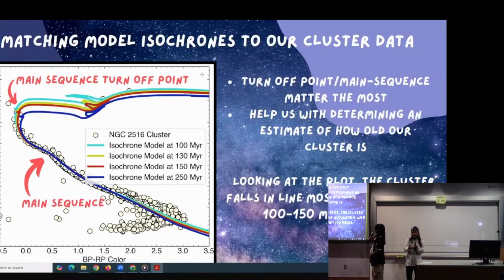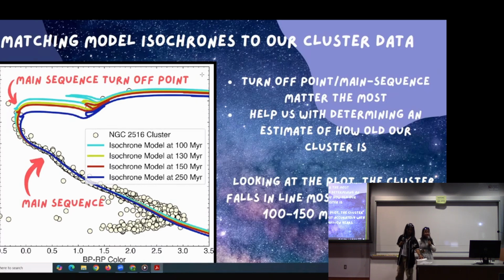Now that you know what isochrones are, it's time to apply it to our data. This graph right here is the graph that we have now after applying isochrones. We got the isochrones by downloading them from the Padova database and applying them to our data. Our main goal with isochrones is to find the isochrone that best matches the cluster data. In particular, we want to look at the main sequence turnoff point, which is right there.